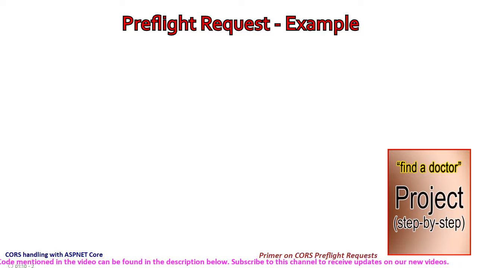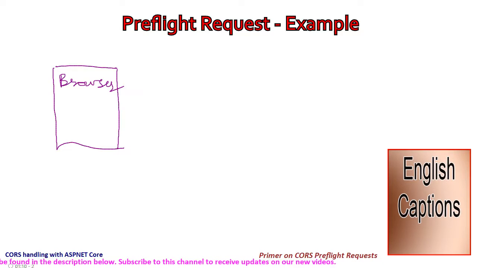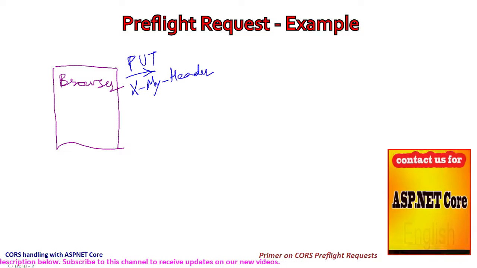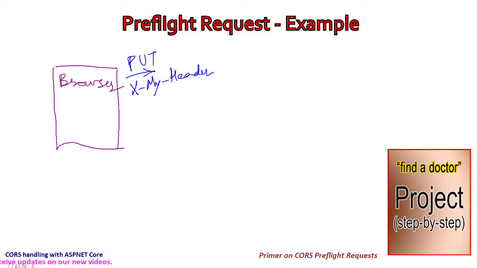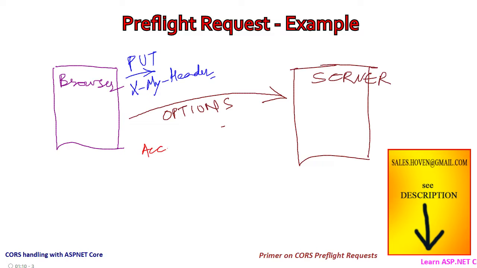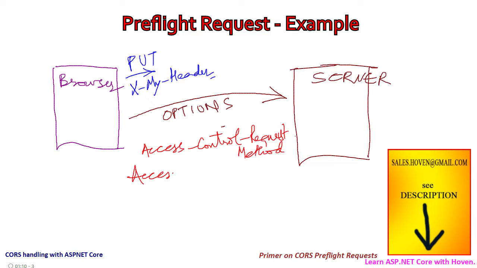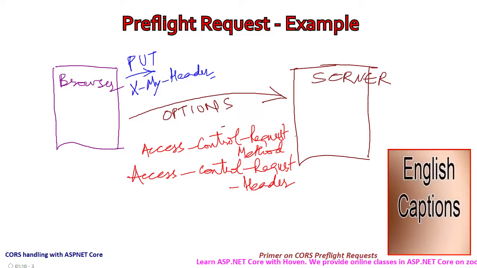Let's take a simple example. Suppose a browser has to make a cross-origin request of the HTTP PUT type containing a custom header, let's say X-MyHeader. In this case, a pre-flight HTTP OPTIONS request with Access-Control-Request-Method equal to PUT and Access-Control-Request-Headers equal to X-MyHeader would be sent by the browser.